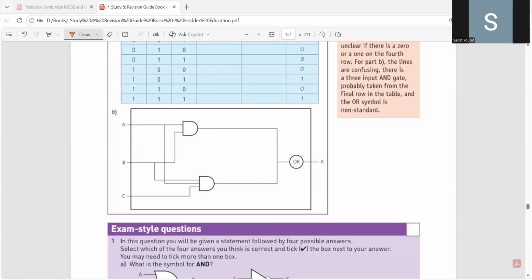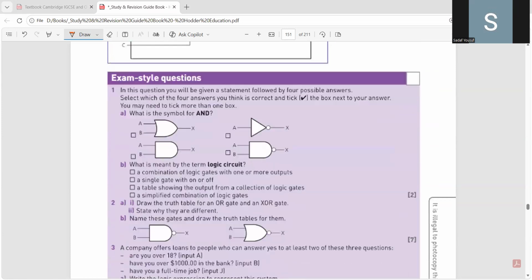Maybe move ahead. So there are some exam style questions which I really suggest that you attempt along with the questions in the book. Like this is the revision guide which we all are using, and these are the questions from the revision guide, and I suggest that you attempt them just for the practice. In this question, you will be given a statement followed by 4 possible answers. Select which of the 4 answers you think is correct and put a tick.